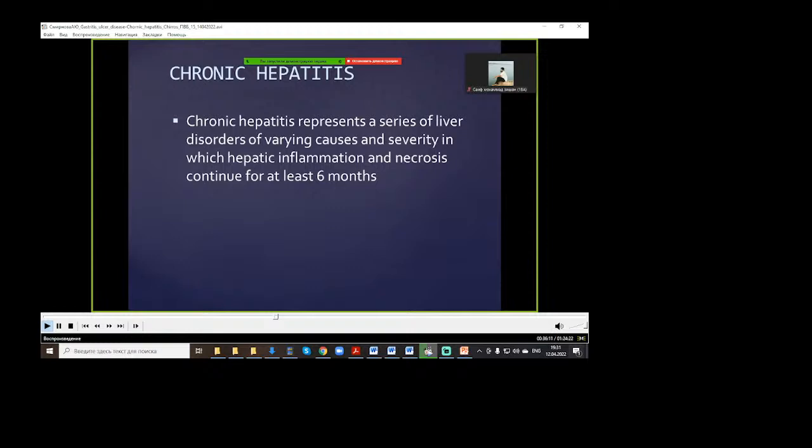Chronic hepatitis represents a series of liver disorders of varying causes and severity in which hepatic inflammation and necrosis continue for at least 6 months. So if hepatitis presents more than 6 months, it is chronic. Less than 6 months, it is acute.